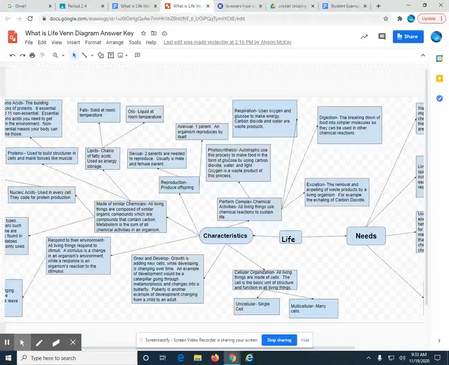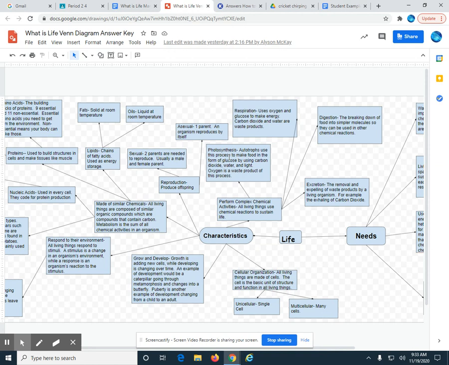So photosynthesis is one of those things. Autotrophs use this process to make food in the form of glucose by using carbon dioxide, water, and light. Oxygen is a waste product of this process. So an autotroph, the prefix auto means by itself. Troph means food. So an autotroph makes food by itself. And this process, photosynthesis, forms the food source glucose, and it's made by using carbon dioxide, water, and light. And oxygen is produced as a waste product. That's why plants are releasing oxygen.